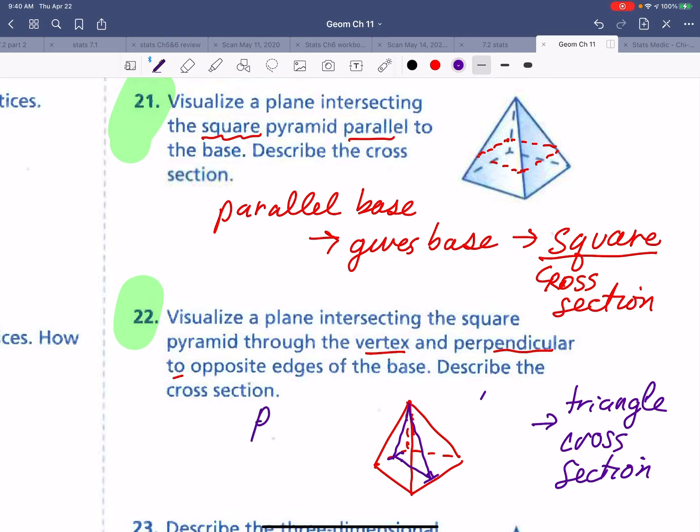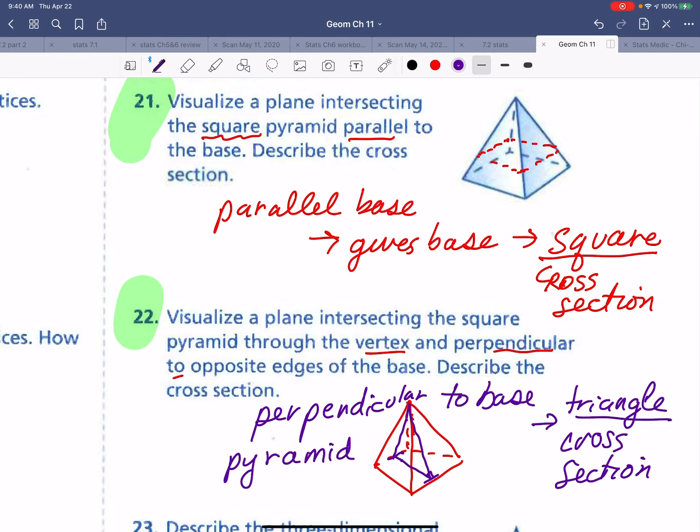Again, anything perpendicular to the base in a pyramid is going to get triangles. Why? Because pyramids have triangular faces. So perpendicular to the base, you're going to get the face.